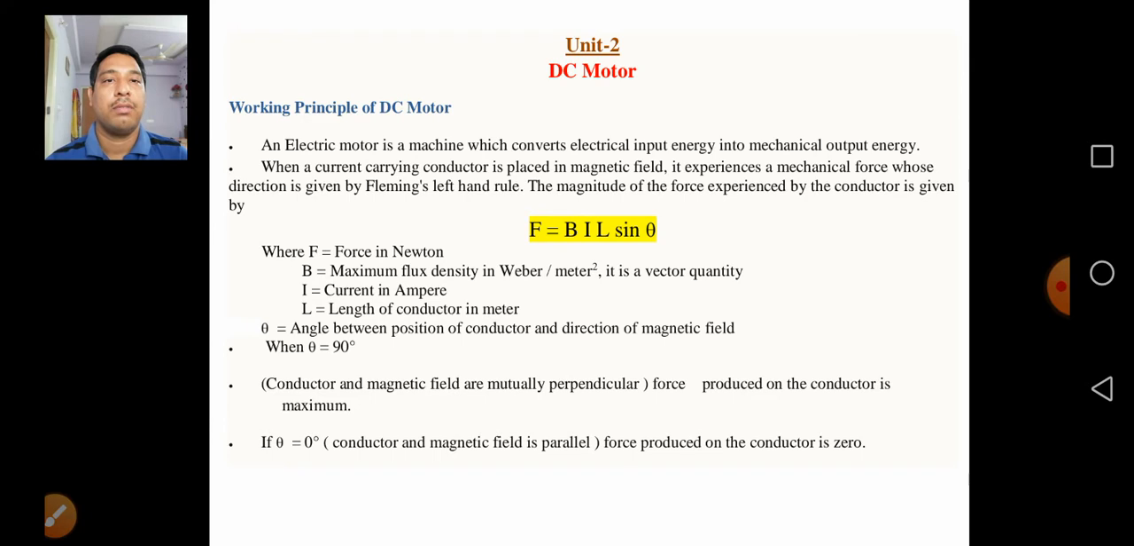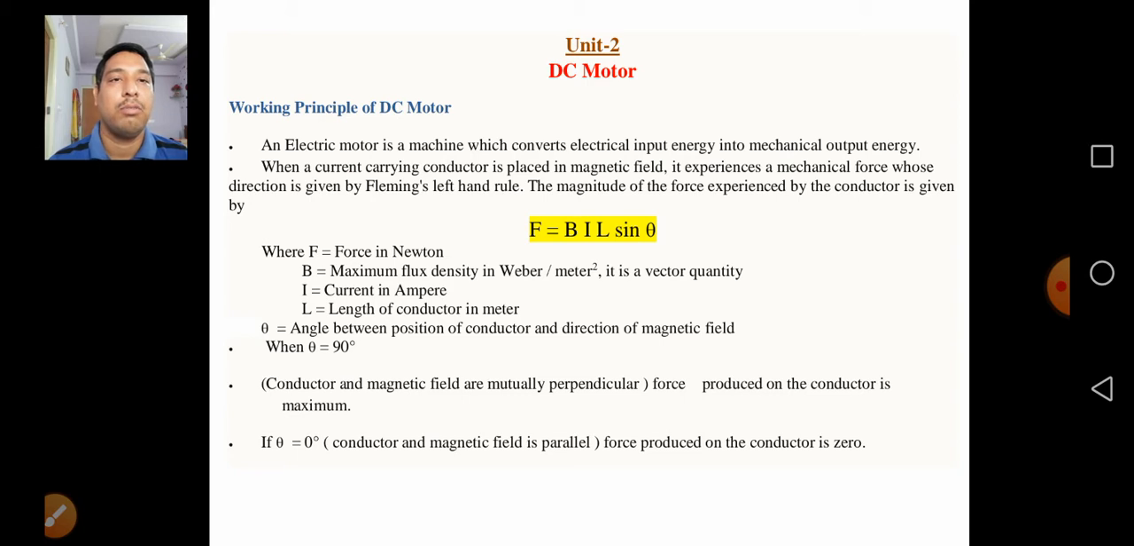As part of DC generators, we have already discussed the principle of a DC generator, the different types of DC generators, how much EMF is produced, and, according to that, what the applications of DC generators are.